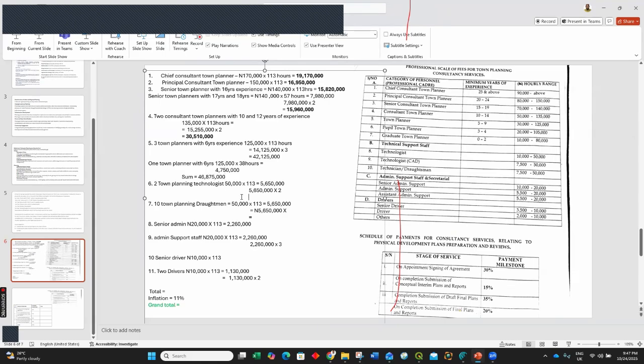Then we go to the town planning technologist. What is their rate? The highest rate is 50,000, and they will participate fully. We have town planning technologists, they are two. So 50,000 times the hourly rate, that is 5 million, then 5 million times 2. That is what you will get. Let me add it. We have 11M.